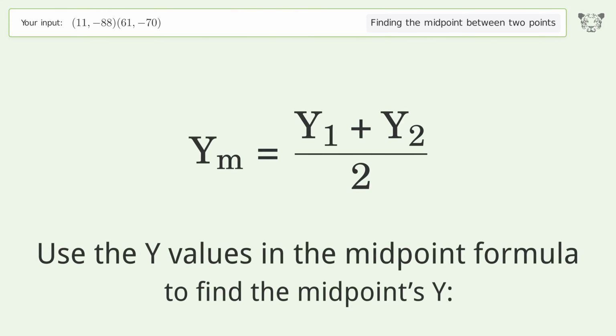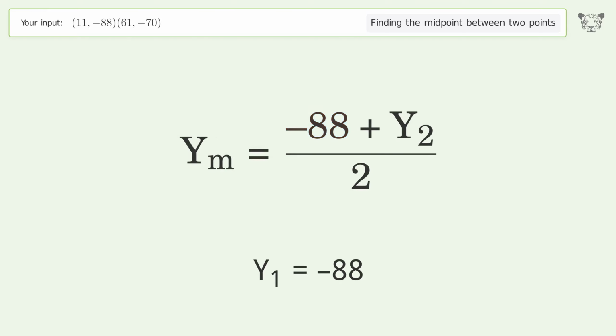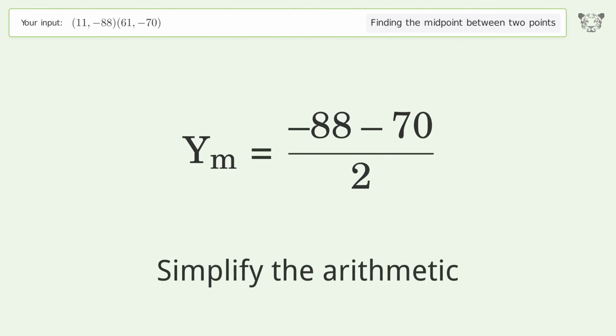Use the y values in the midpoint formula to find the midpoint's y. y1 equals -88. y2 equals -70. Simplify the arithmetic.